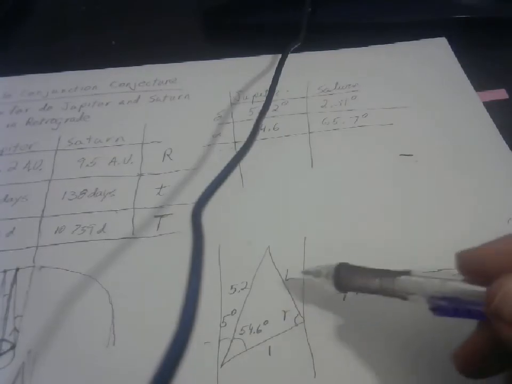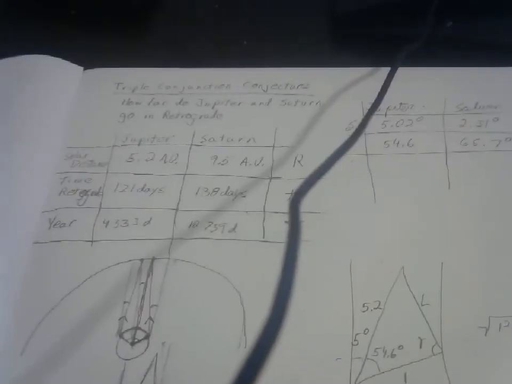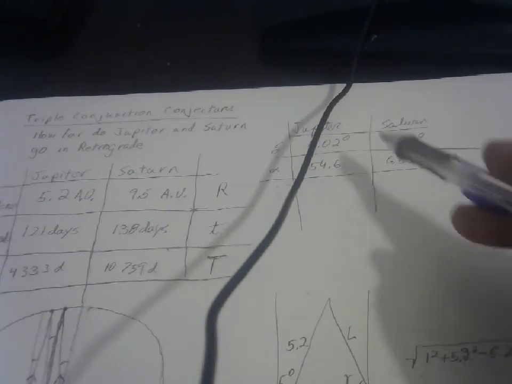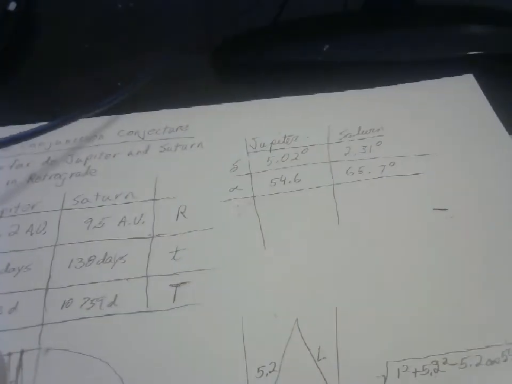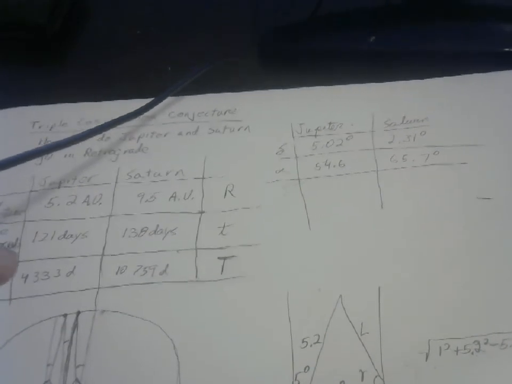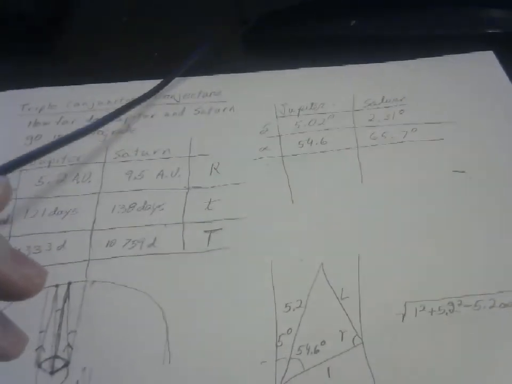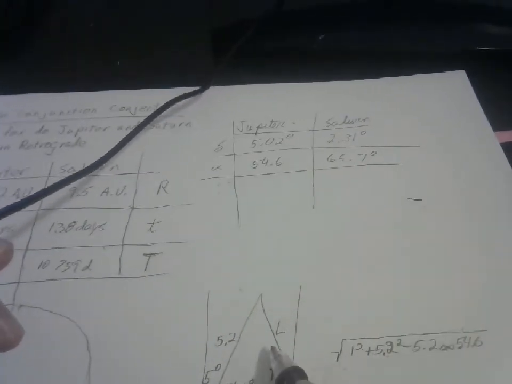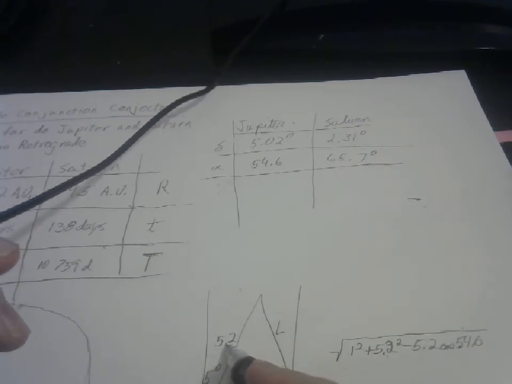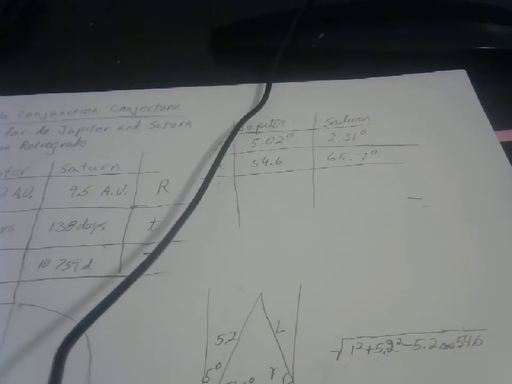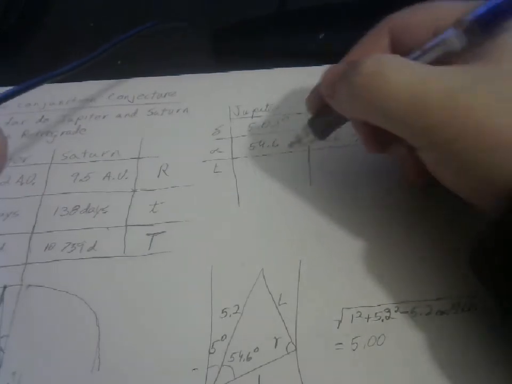Okay, looking at Jupiter, I calculated the 180 times t over capital T to be 5 degrees, about, or 5.02 degrees to 3 significant digits. Alpha, which was this angle here, is just 180t times 1 over 365 minus 1 over T, came out to 54.6 degrees. Now I'm trying to find gamma, but I don't know a rule to get it directly, so I'm using the law of cosines. L equals the square root of 1 squared plus 5.2 squared minus 5.2 times 1 times the cosine of 54.6. Comes out to be exactly 5.00 astronomical units.